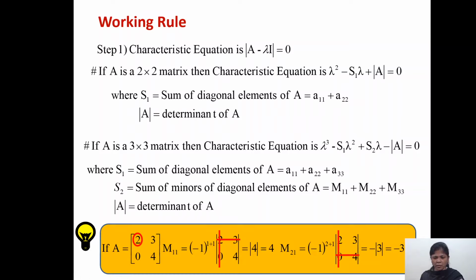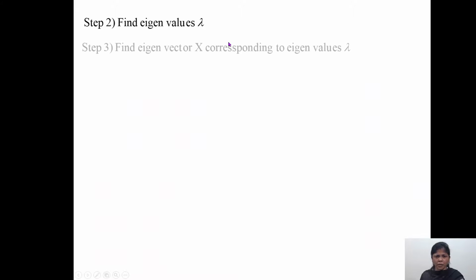Then the next step after getting the characteristic equation is to get the eigenvalues. As we have seen earlier, eigenvalues are nothing but the roots of the characteristic equation. After getting the eigenvalues, our aim is to find the eigenvector corresponding to each eigenvalue. There may be more than one eigenvector corresponding to each eigenvalue, but we are interested in only one eigenvector corresponding to each eigenvalue lambda.